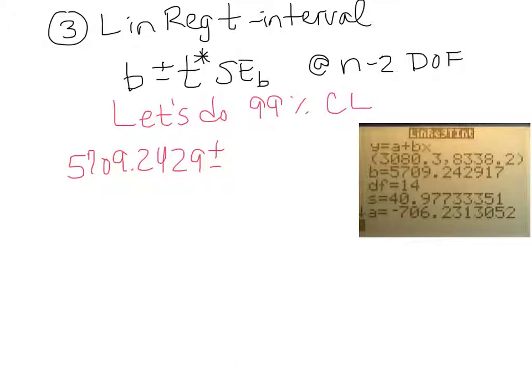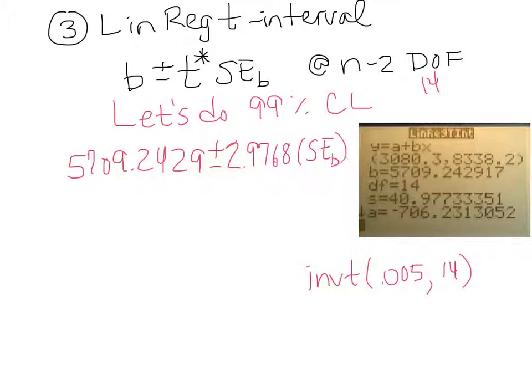We're going to be doing a 99% confidence interval at n minus 2 degrees of freedom, so that's going to be at 14 degrees of freedom because we had 16 initial inputs. So to get our t-star value, you can do a little inverse t on your calculator, and we're going to be doing the 99%, so that means that there is 0.005 area above, and we're doing that at 14 degrees of freedom, and it should yield a t-star value of 2.9768. So 2.9768 times the standard error of our slope.